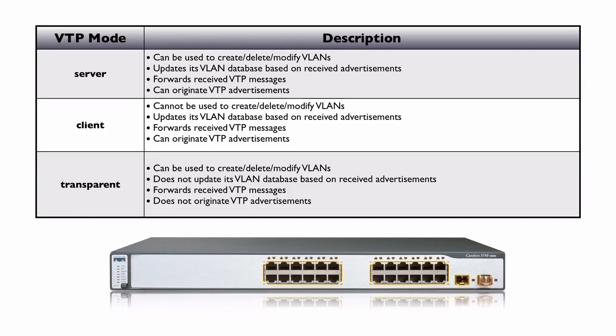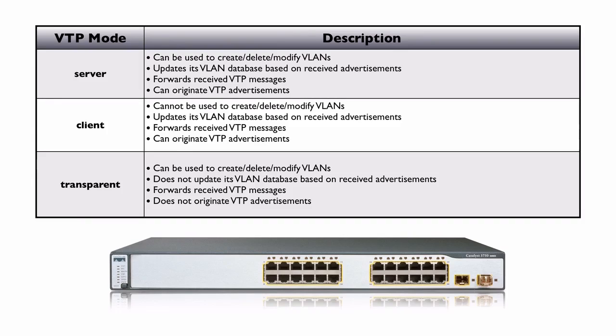On a switch that's running in client mode, we cannot administratively create, delete, or modify VLANs. We will be updating our VLAN database based on received advertisements, and if we receive a VTP message, yes, we can forward it on over trunk links. And something that's really misunderstood about clients: a client can originate, we can source, a VTP advertisement.